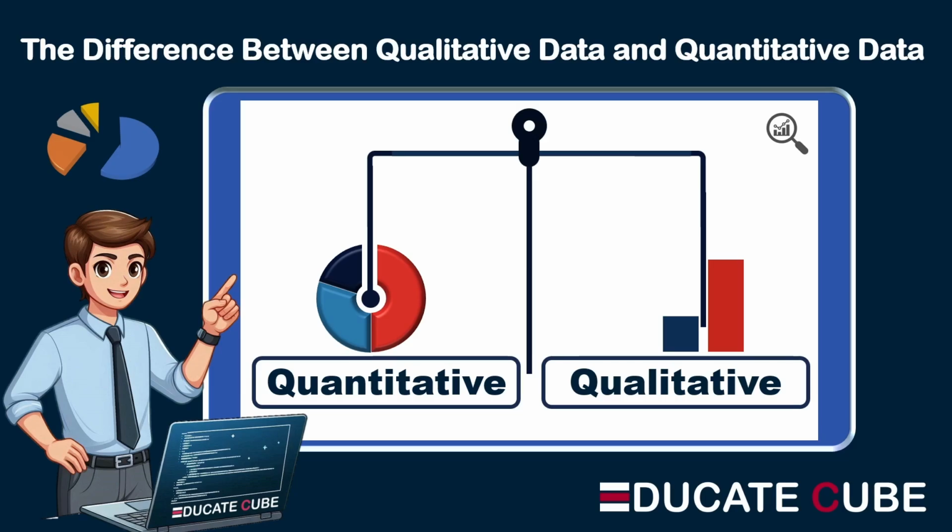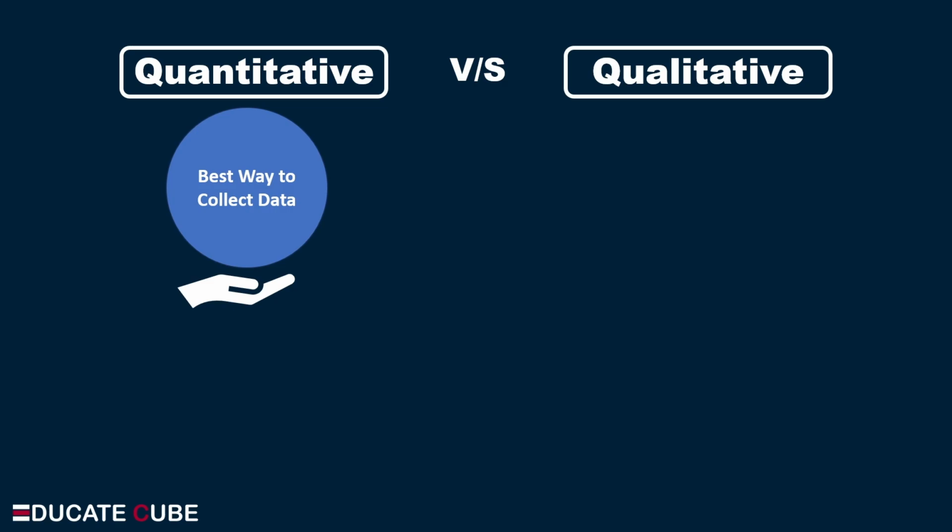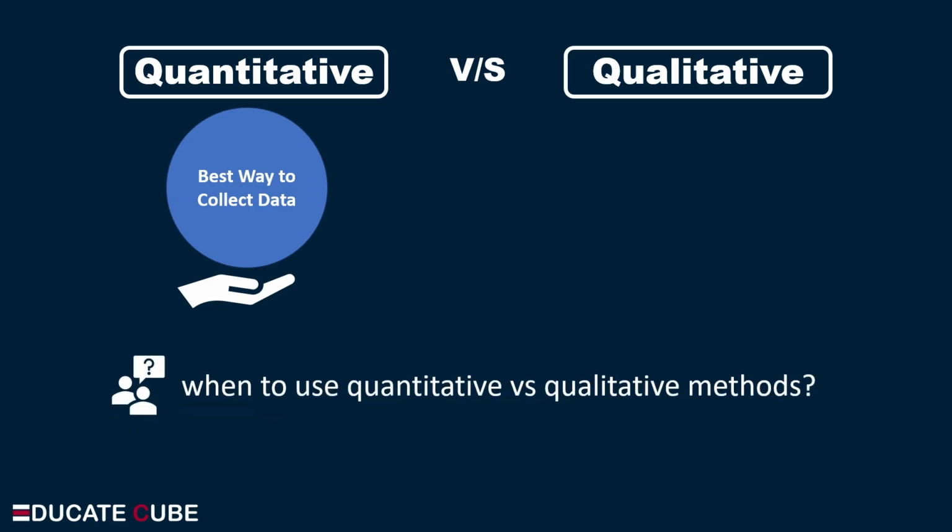Today we are exploring a fundamental topic that everyone in data science, research or business needs to understand, and that is the difference between qualitative data and quantitative data. By the end of this video you will know exactly how these two types of data differ, the best way to collect them, and when to use qualitative versus quantitative methods to get the insights you need.